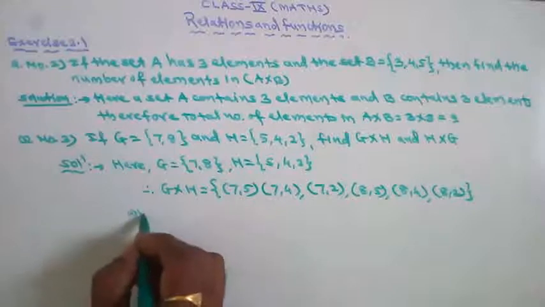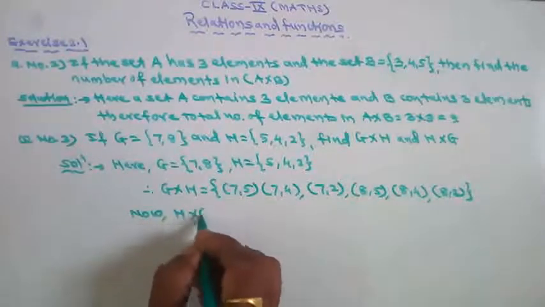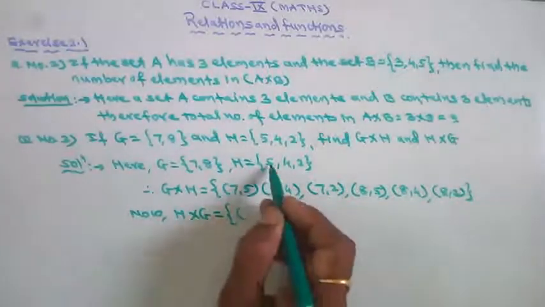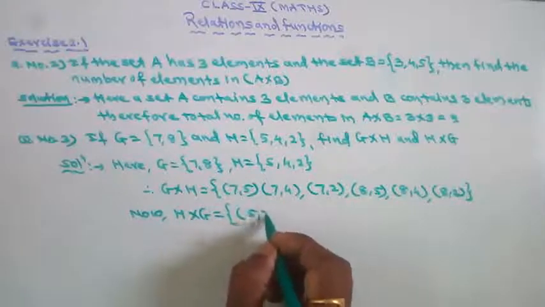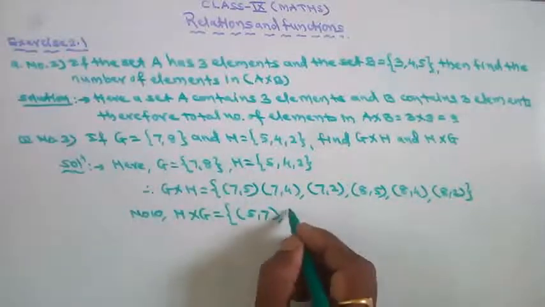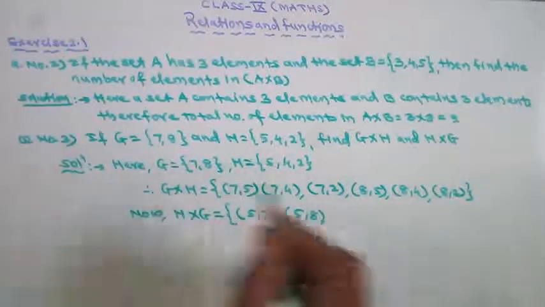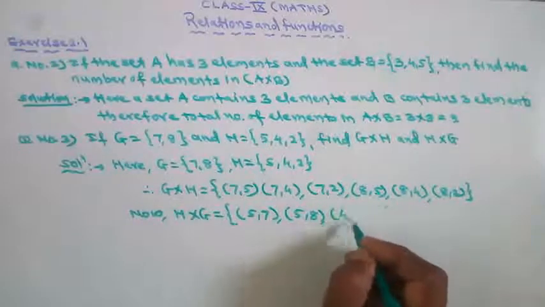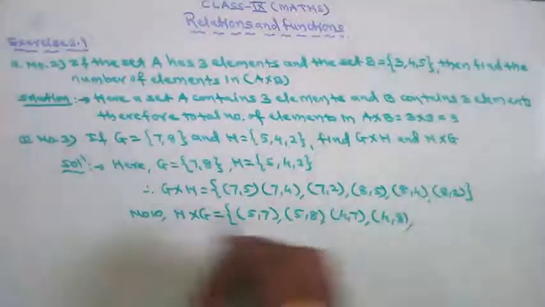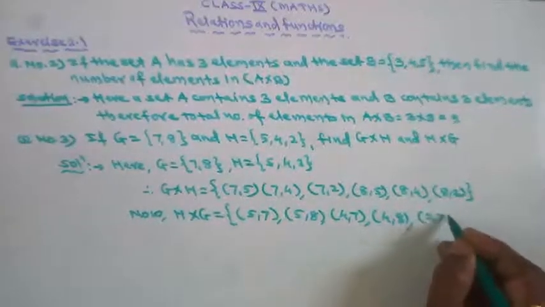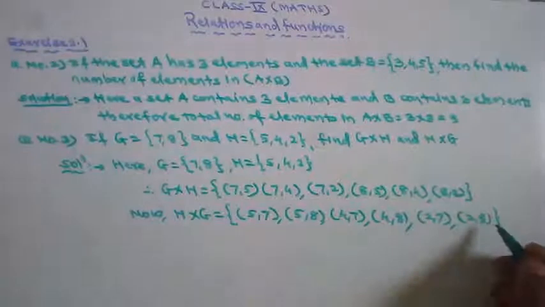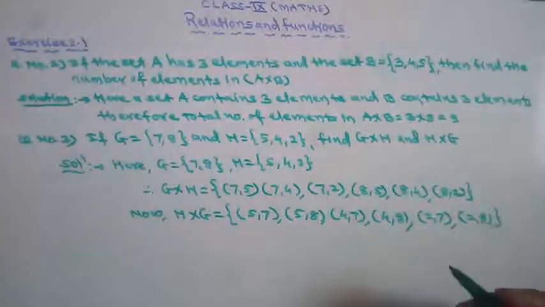Now H cross G. This will be a set containing the ordered pairs of H cross G. The first element will be from the H set: 5, 7, then 5, 8, then 4, 7, 4, 8, then 2, 7, and 2, 8. So students, this is H cross G.